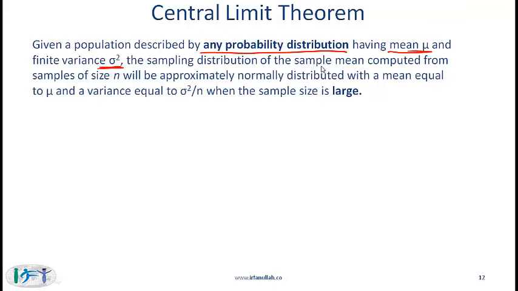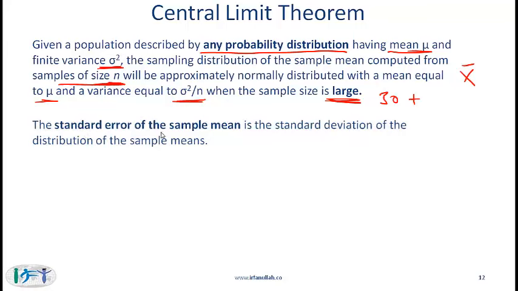The sampling distribution of the sample mean. The sample mean is the x bar, and we are talking about the distribution of x bar assuming that you pull several samples from the population. Computed from samples of size n, again I am repeating because this is important, the sample size always has to be the same. The distribution of x bar will be approximately normal with a mean equal to mu and variance equal to sigma squared over n when the sample size is large, and large means a sample size of 30 or more.